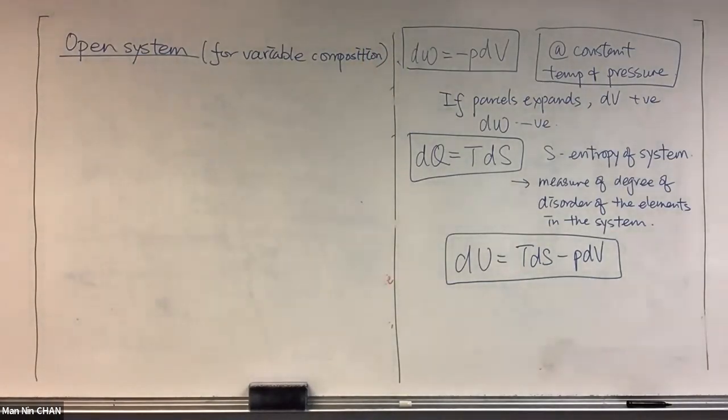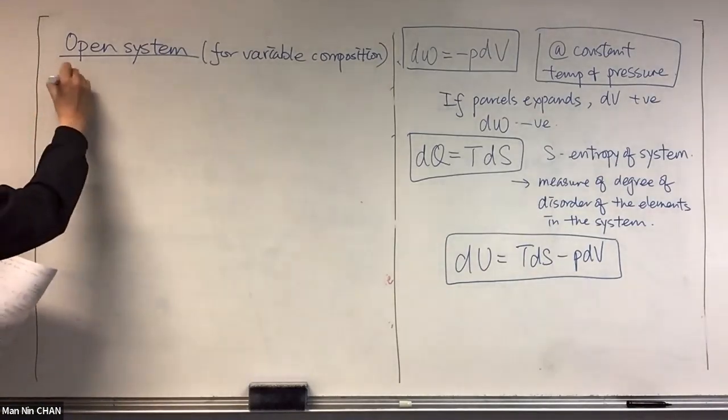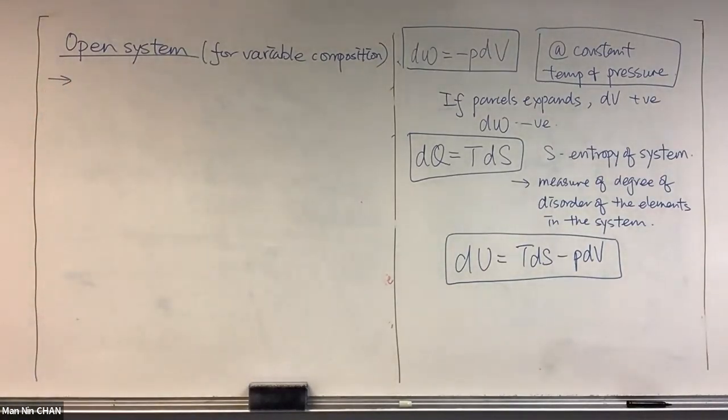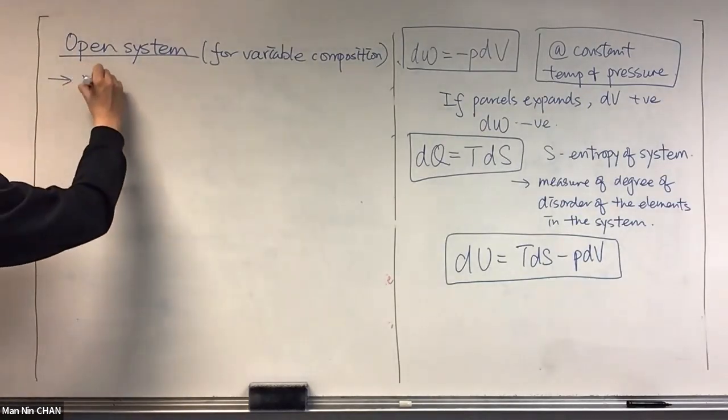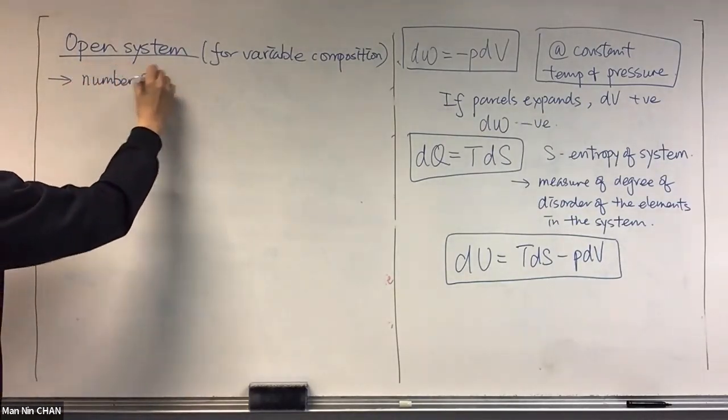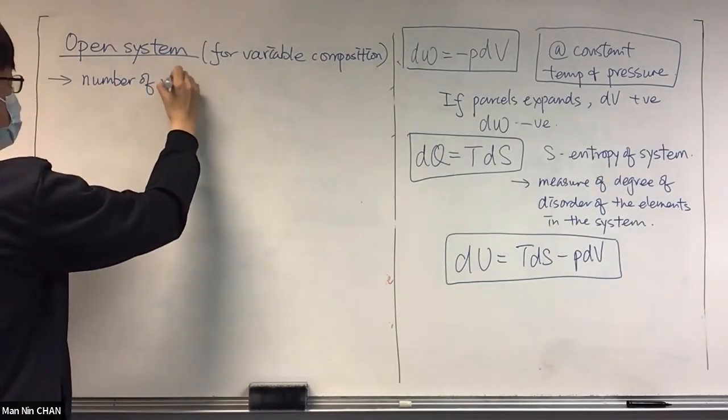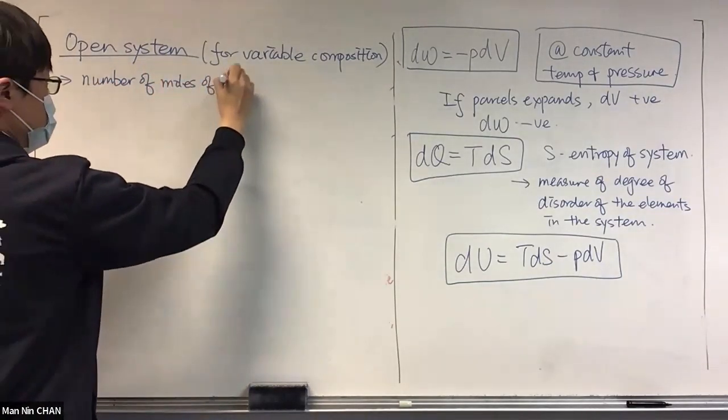So you have a variable composition. That means you can argue that the composition or concentration of your species can change in your system. When the composition changes, the number of moles of your species can change. You can think about it another way: the number of moles gives you the concentration of your species.